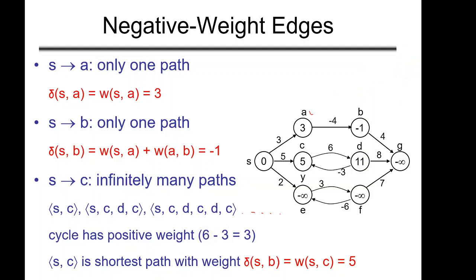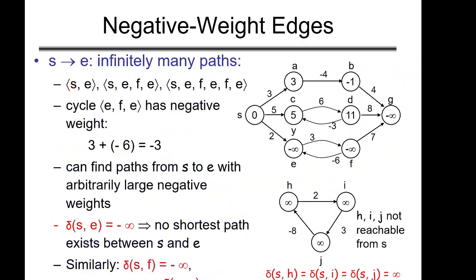So we have done A, B and C. Now let's see S to E. The S to E weight is 2. There are again infinitely many paths, right? The first direct edge is S to E, whose weight is 2. Now let's move to the cycle. Notice that this is a negative weight cycle. If you take one round, it will decrease our weight by 3, because this is 3 minus 6. So what is the weight of this path? S to E is 2.